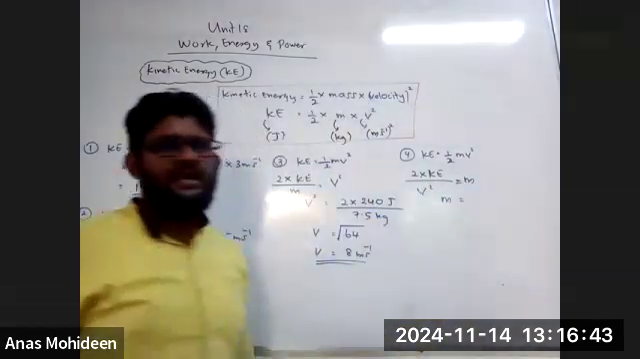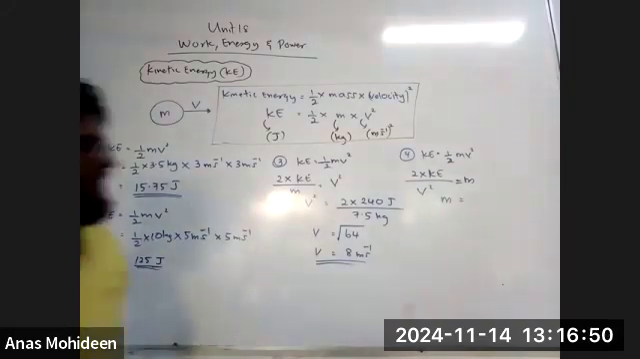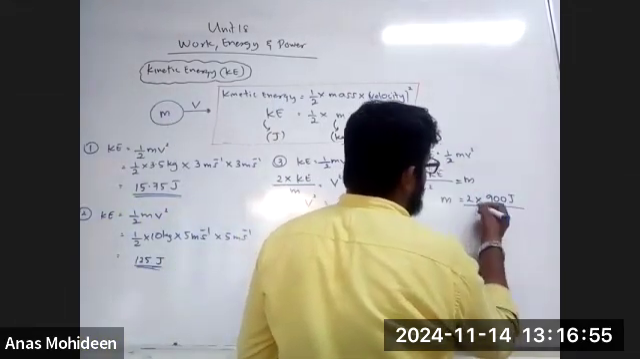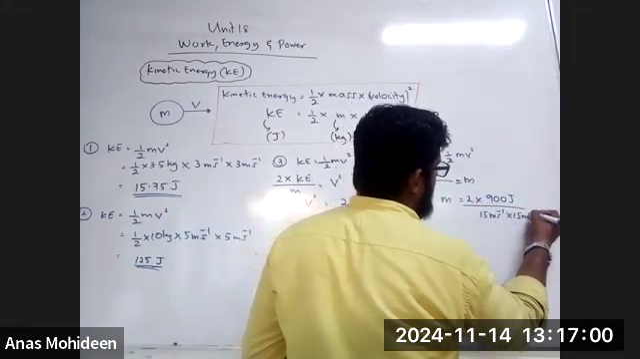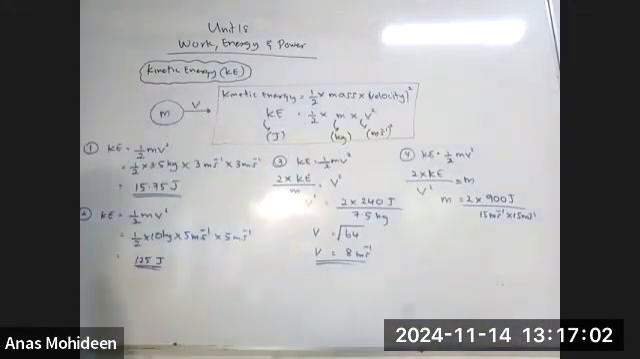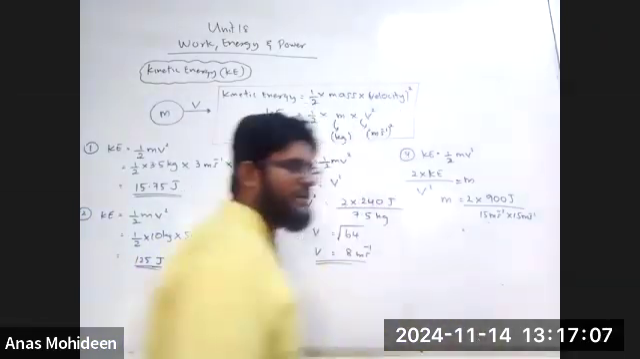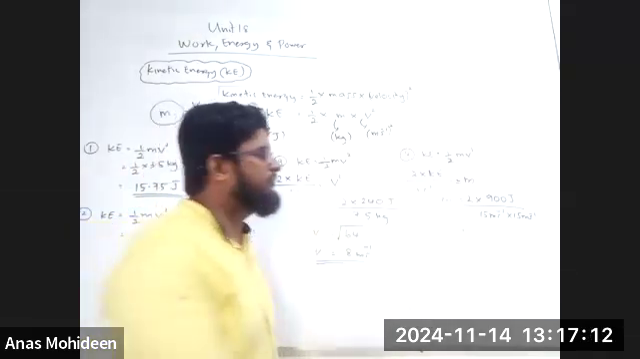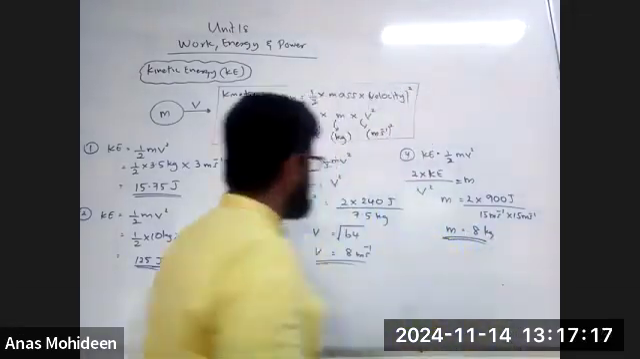m equals. How much is the kinetic energy? 900. So 2 into 900 joules divided by v squared. 15 meters per second into 15 meters per second. 15 is the velocity, right? So velocity squared, 15 into 15, 225. 900 over 225 is 4. 4 into 2, so mass is equal to 8 kilograms.